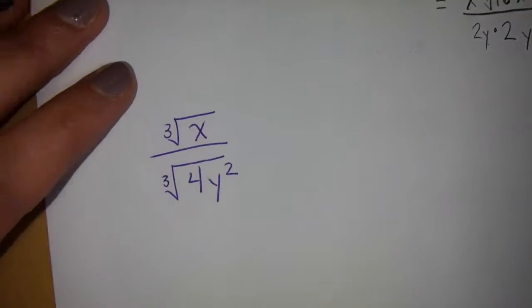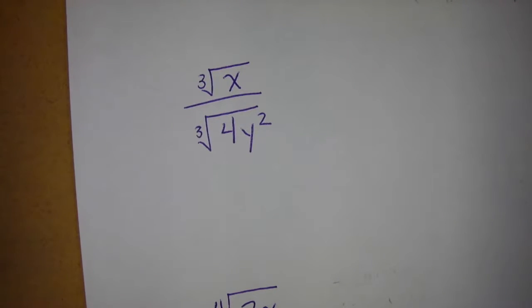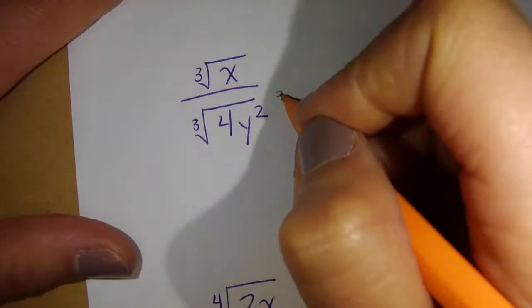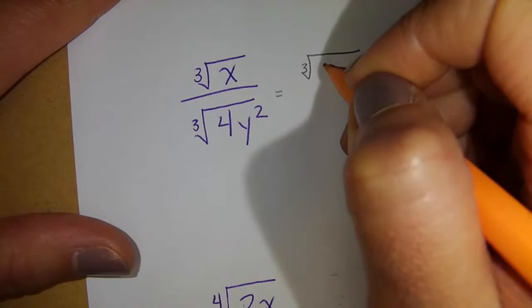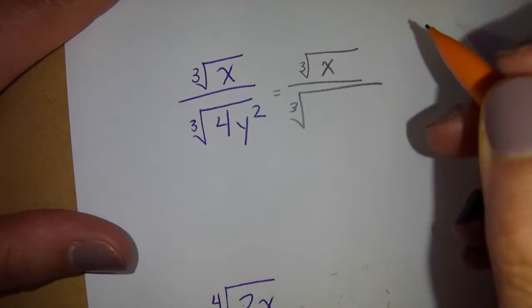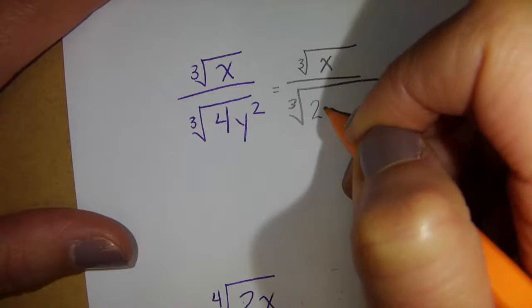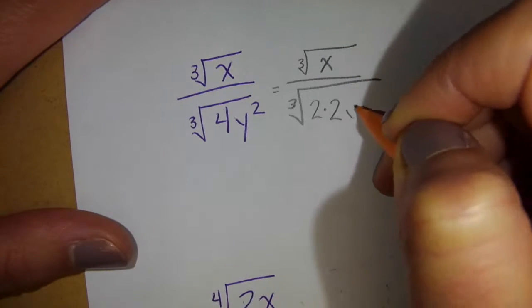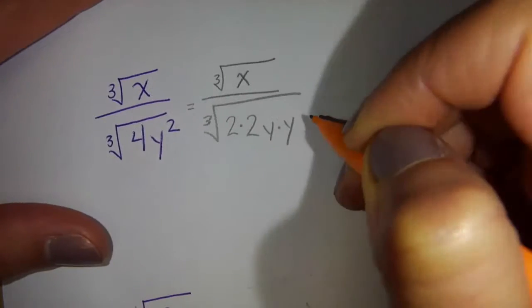Okay, so let's look at another one. I have the cubed root of x over the cubed root of 4y squared. So I'm going to rewrite this as cubed root of x over, and instead of 4, I'm going to break it down to its prime numbers. 2 times 2 would be 4, and y times y.